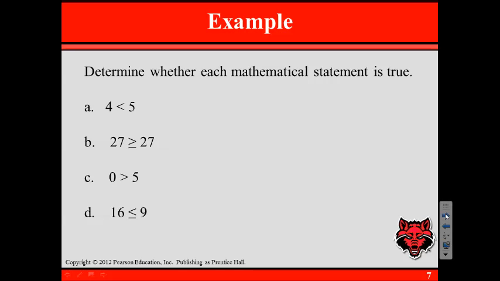So let's use our knowledge of the symbols we just saw and the number line to determine whether each of these mathematical statements is true. So starting with A, we have 4 is less than 5, and that is a true statement. We go to B. 27 is greater than or equal to 27. Well, we know that 27 isn't greater than 27, but 27 is equal to 27. So this is also a true statement.